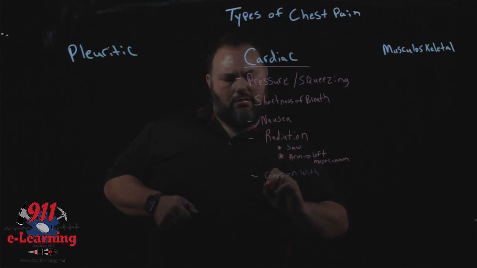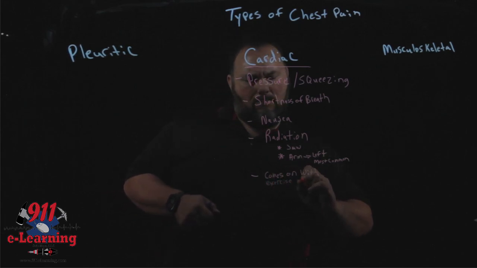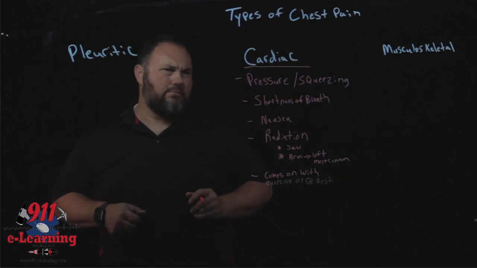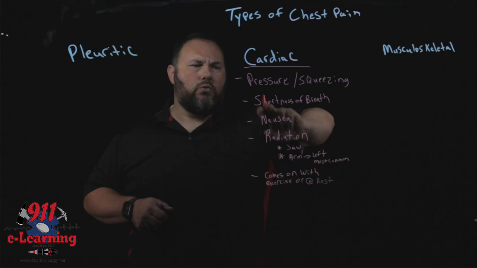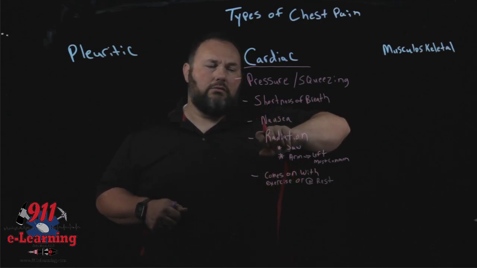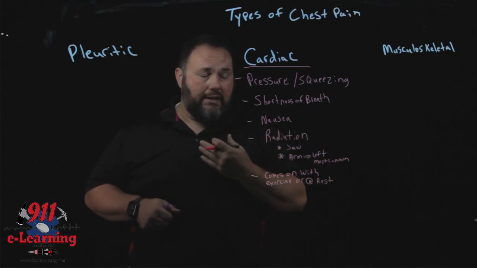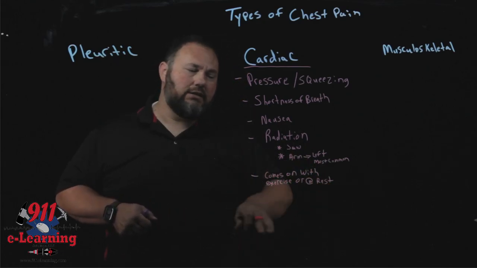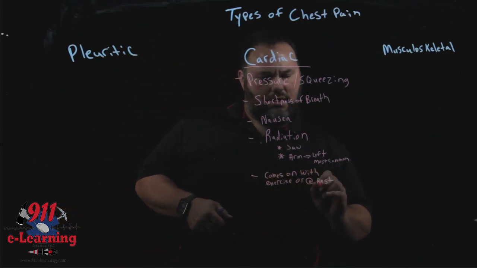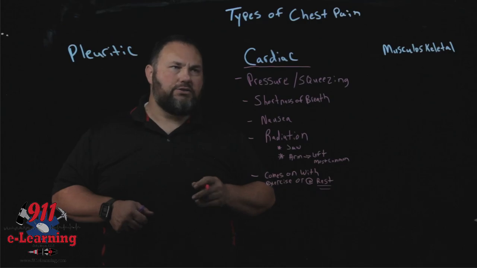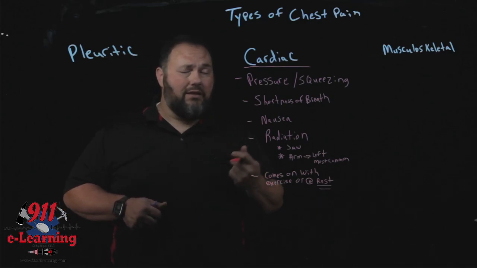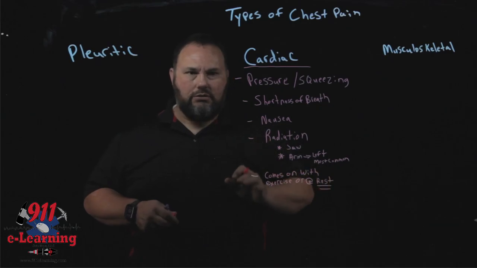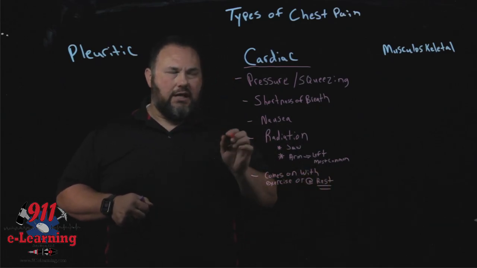This one can come on with exercise or at rest. So generally described as a pressure, squeezing, shortness of breath. There's nausea related with that. The pain can radiate. It can go into the shoulder, up into the jaw. It can come on with exercise, and also can come on with rest. This is the one that when it comes on at rest, any chest pain that comes on all of a sudden, they're just resting or it woke them up from sleep, is definitely very indicative of cardiac. So you want to put all those things together when you start looking at the types of chest pain.